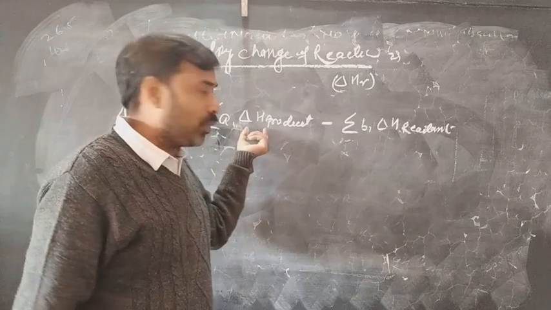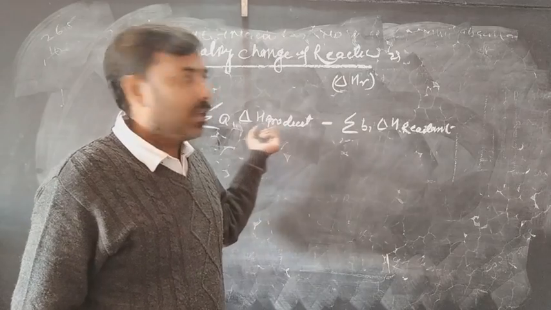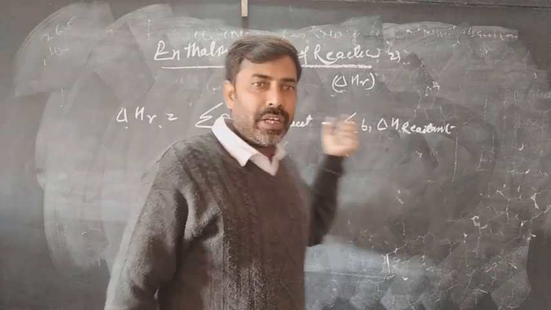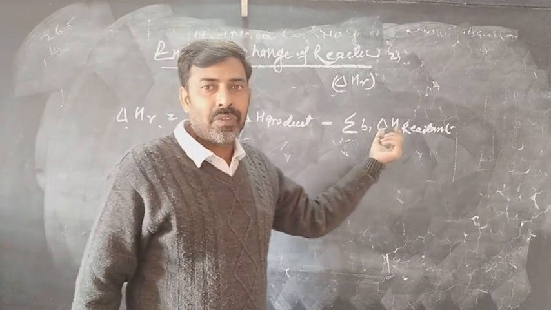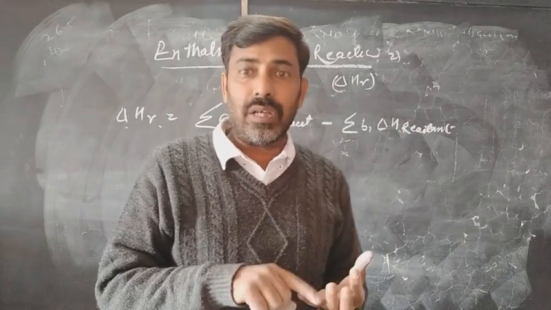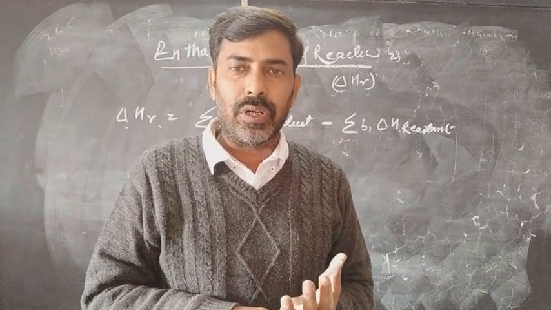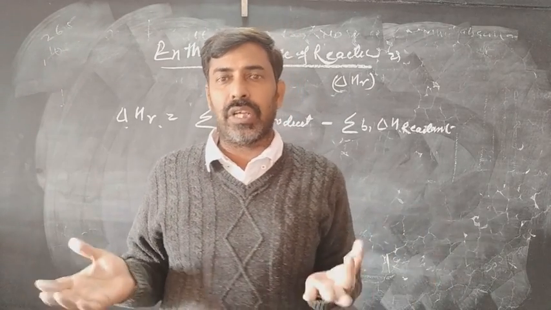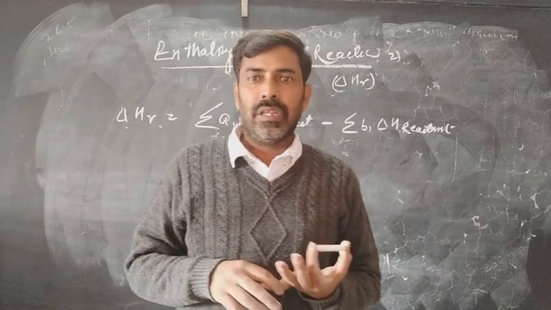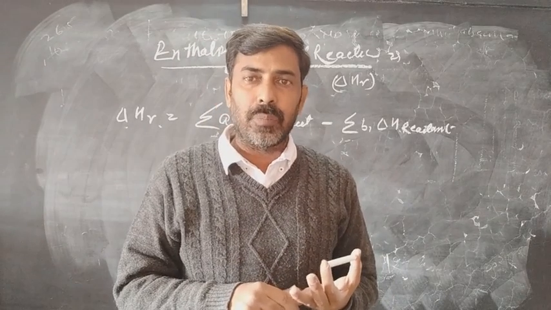Here delta H shows the enthalpy change, and what are A1 and B1? These are the coefficients for any reactant or product. How many reactant or product molecules are taking part is called the coefficient. So this is the coefficient for the reactant and product.